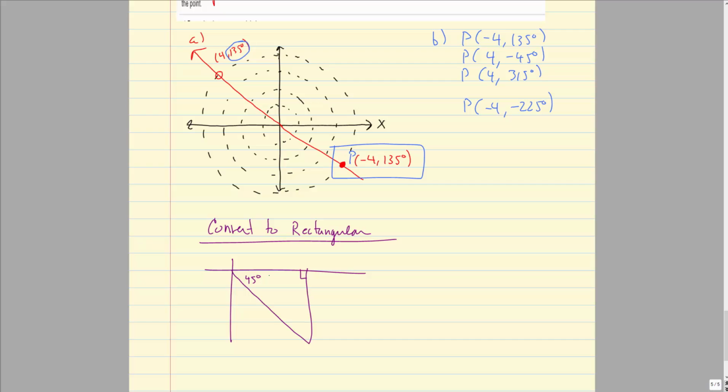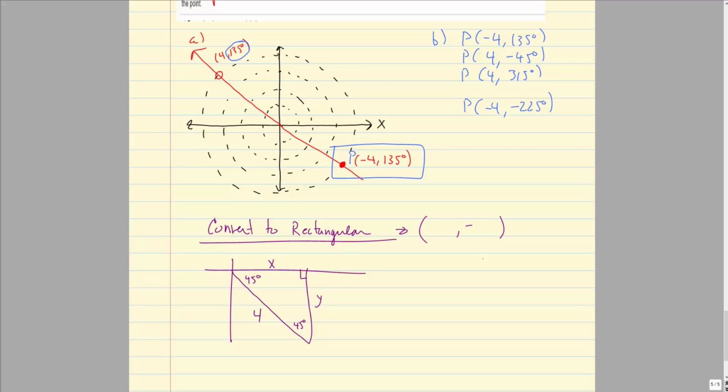And then when I have a look at this and this is a 4, I can start already thinking about, oh, this is 45 degrees. This is an X, this is a Y. I know when I convert this to rectangular, I'm going to have a positive X and a negative Y because I'm in quadrant 4.